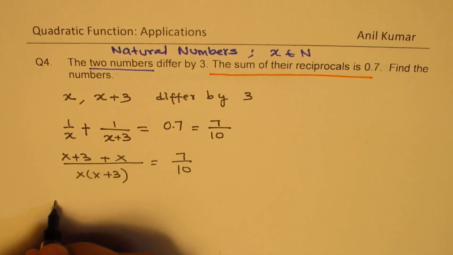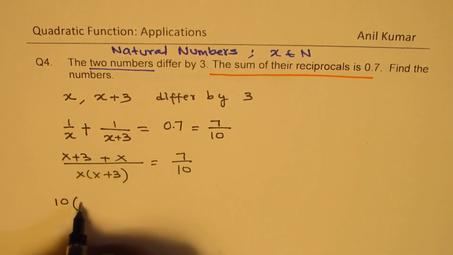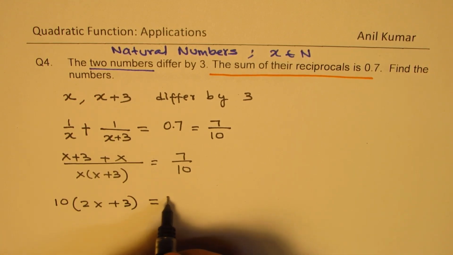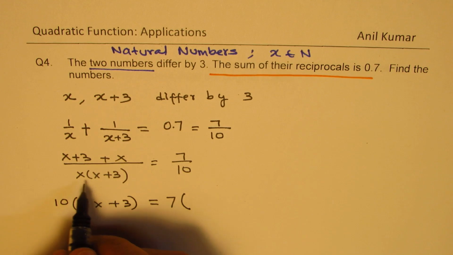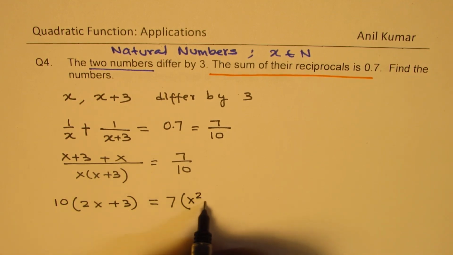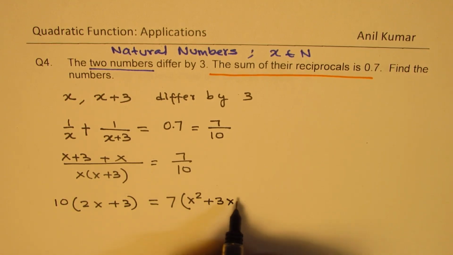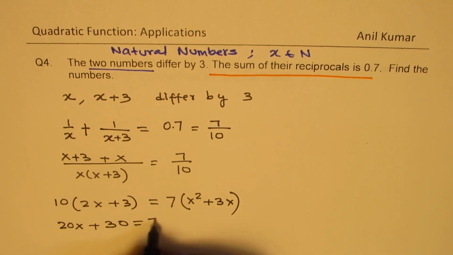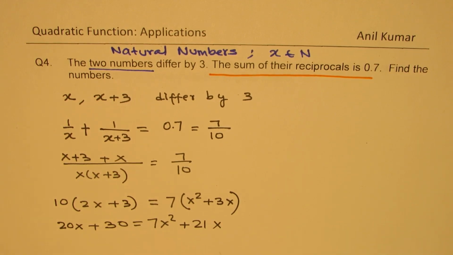We'll cross multiply. So let me write 10 times 2x plus 3 equals 7 times x squared plus 3x when you multiply this. Is that clear to you? So we multiply and then cross multiply. Now let's open the bracket. So we get 20x plus 30 equals 7x squared plus 21x.